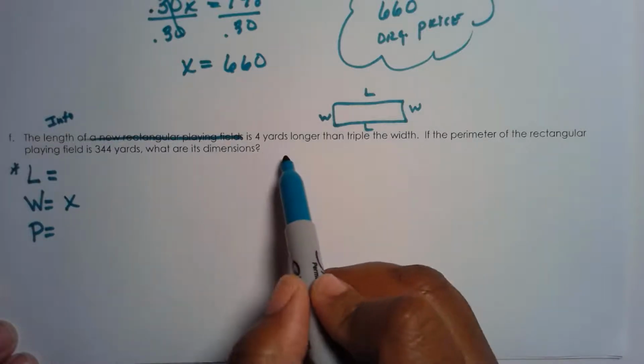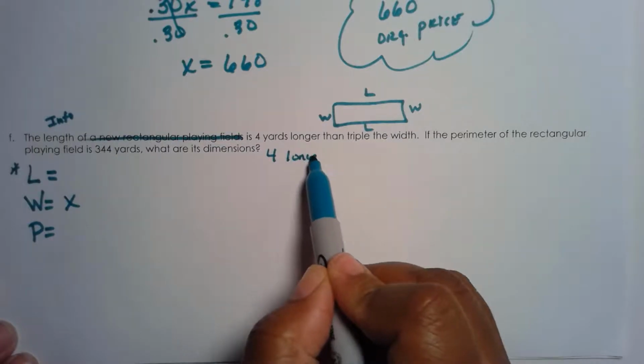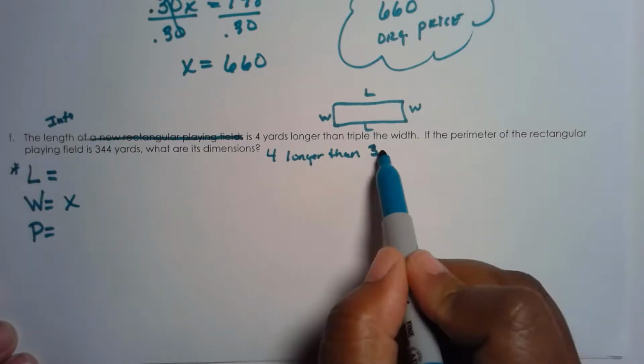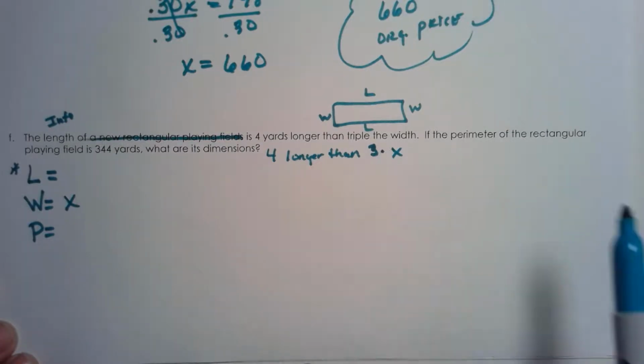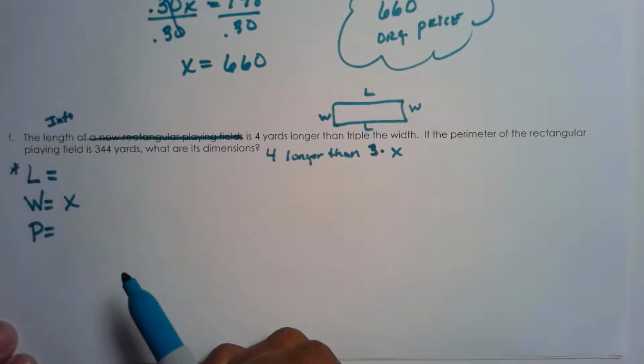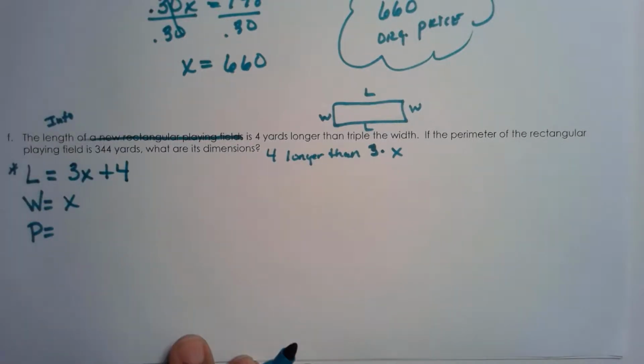But we do know the length is 4 longer than triple the width. Triple means 3 times the width. Triple the width, 3 times X, we call the width X. So we're going to write the length as 3X plus 4. If you put 4 plus 3X, it's okay as it relates to addition. But if it said smaller than, larger than, longer than, fewer than, you would have to switch the terms around. But this is the correct order.